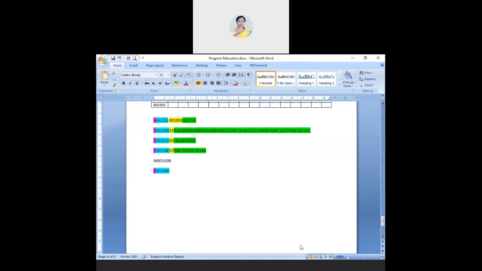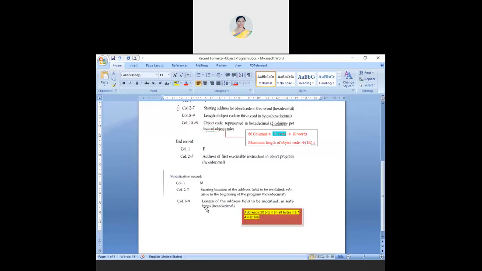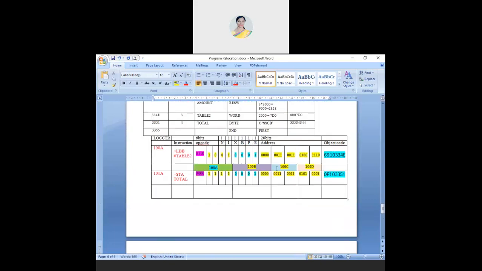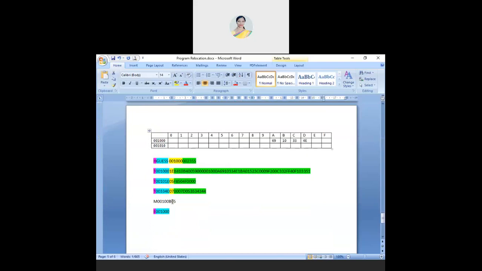8 to 9 is the length of the address field to be modified in half bytes. So what is the length of that? 05. How many nibbles? 5. That is 5 half bytes. Okay, 100. That is 0334E. 20 bits is my 5 half bytes.